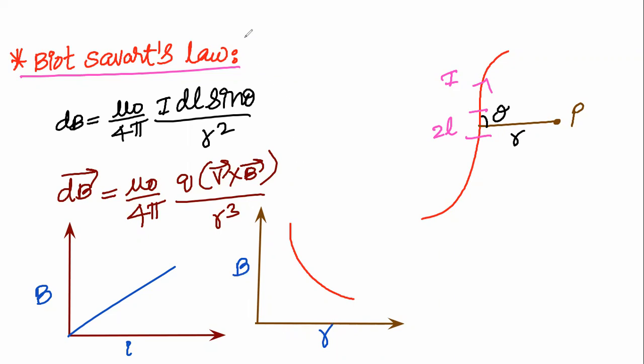Or if I plot the graph between the magnetic induction B and 1 divided by R square, therefore, it is a straight line. It's like this. Straight line you have to take. These are the graphs.